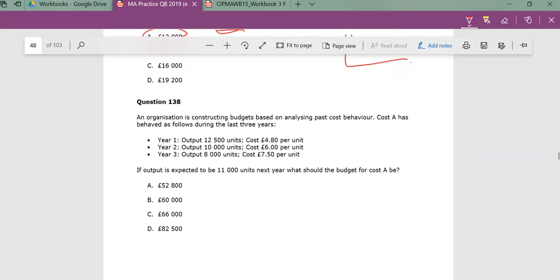Let's look at 138. Similar exact situation. When you look at this, you're making 10,000 units at £6 per unit. You make more, it's £4.80. You make less, it's £7.50. So again, it looks like a fixed cost.